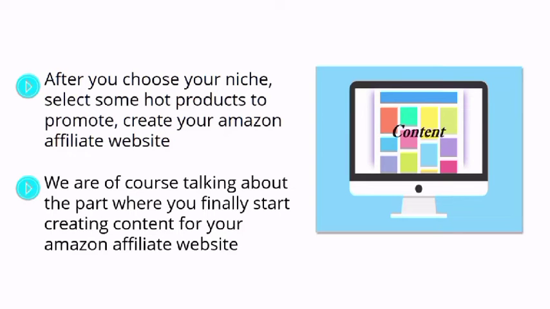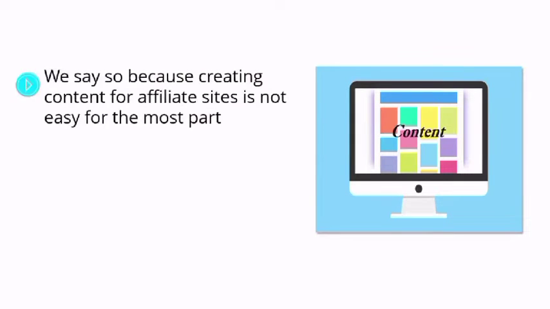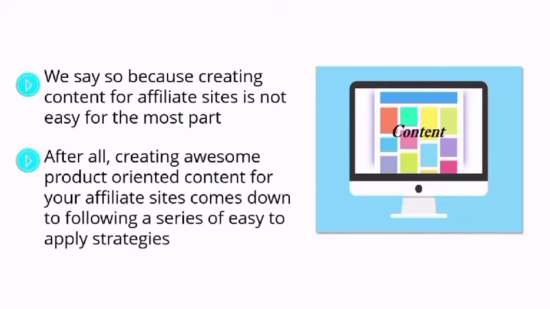But why do we say that this is the hardest part? We say so because creating content for affiliate sites is not easy for the most part, and that is exactly where most affiliate marketers fail. And because of that, we are going to show you how to create amazing content for your Amazon affiliate sites the easy way. After all, creating awesome product-oriented content for your affiliate sites comes down to following a series of easy-to-apply strategies. So let us grab you by the hand and guide you all the way through.